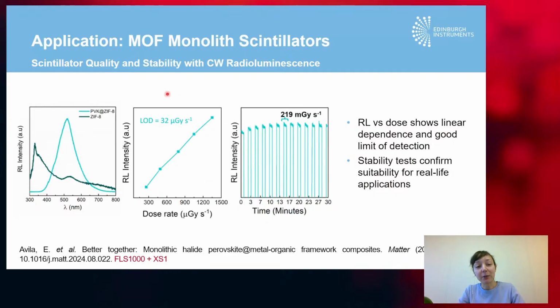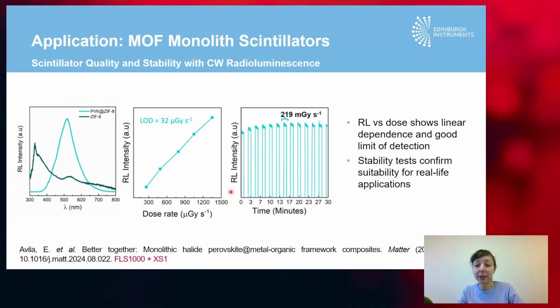And another important parameter for characterizing scintillator, as Tommy mentioned, is establishing the limit of detection of the scintillator. So by varying the dose of radiation and measuring the RL intensity, you can establish the linearity and the limit of detection. The performance was similar to commercially available scintillators, but we have the added advantage of the higher stability of the material.